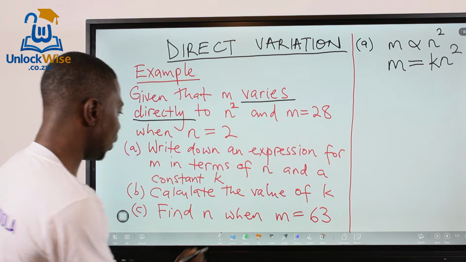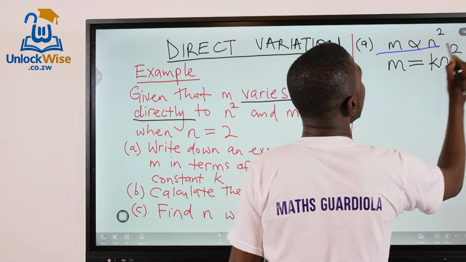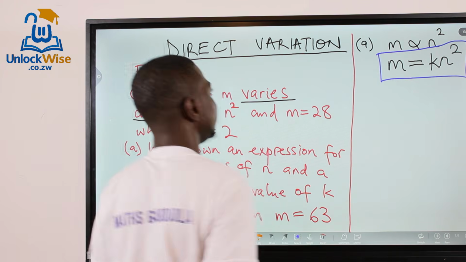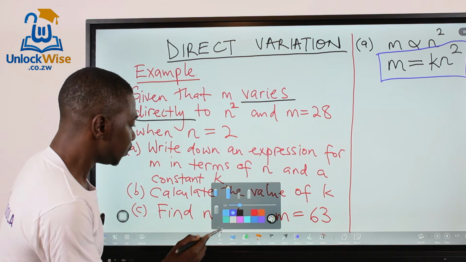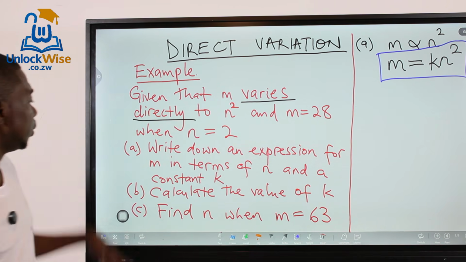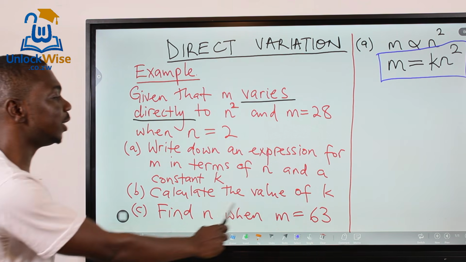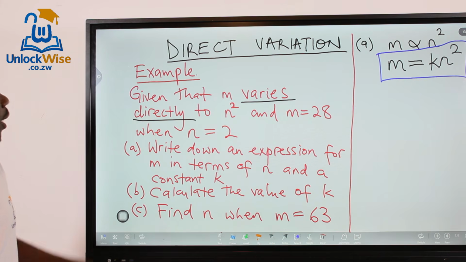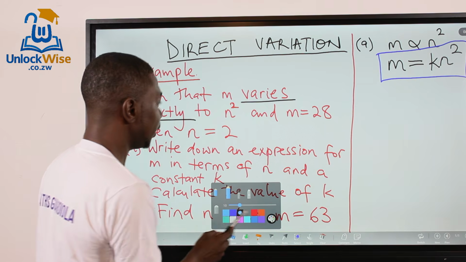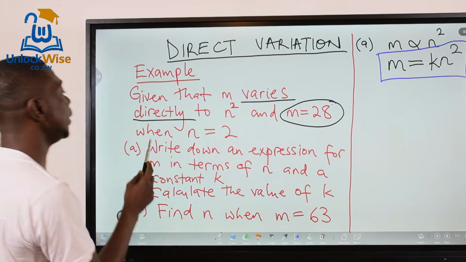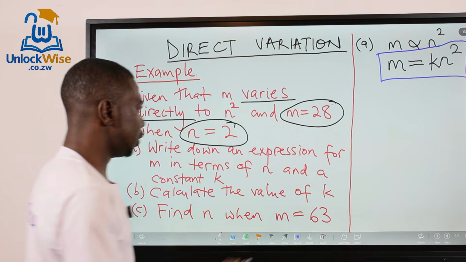So this is now my expression: m is equal to k n squared. Let's move on to the next question, which is actually asking me to calculate the value of k. We have been given some values here. m is equal to 28 when n is equal to 2. So we are going to substitute.